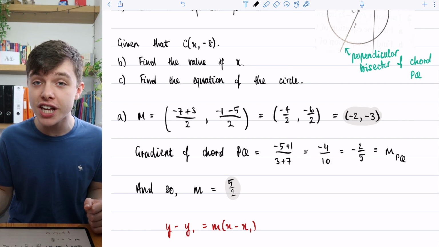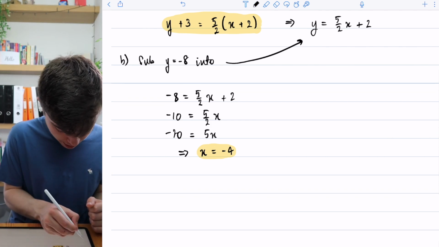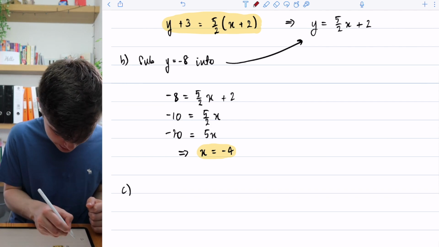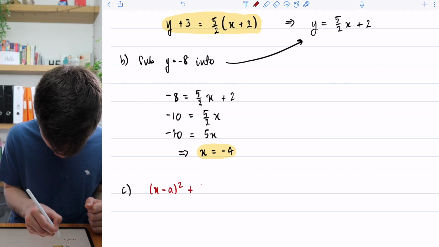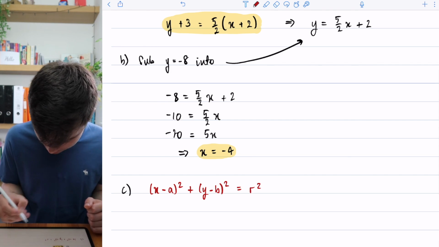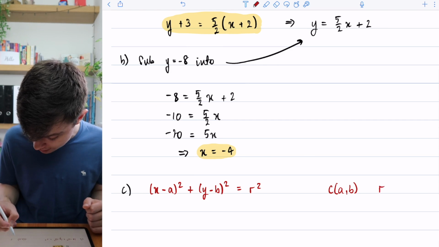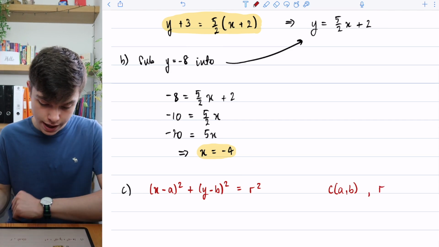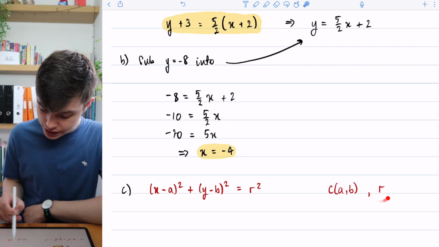So what do we need for the equation of a circle? Remember, it's in this form. I'll write C down here. It's in the form x minus a squared plus y minus b squared is equal to r squared, where the centre is (a, b) and the radius is r. Okay, so what do we need for the equation? Well, we need the centre and we need the radius.